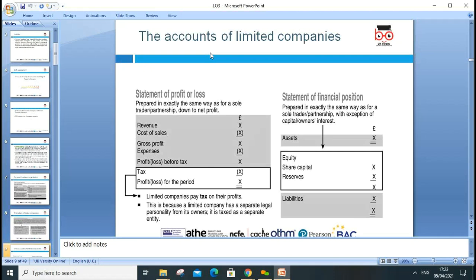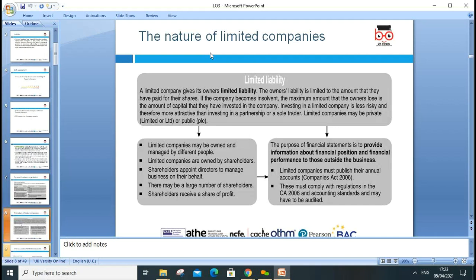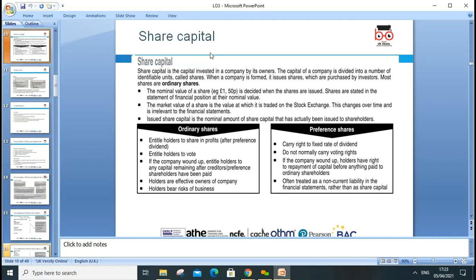There are two major types of accounts we prepare under the financial statements. One is the statement of profit and loss, which shows how much income and expenses we have in a particular period. Then we have the statement of financial position, which shows our assets, our liabilities, our equity, and how much capital or investment we have in the business. If you have any questions, you can stop me or ask, or you can chat as well.